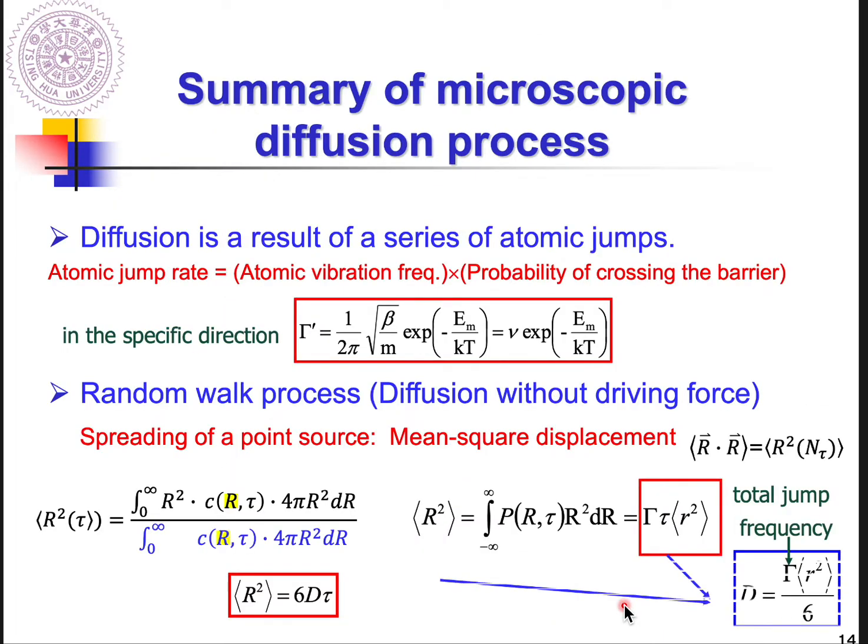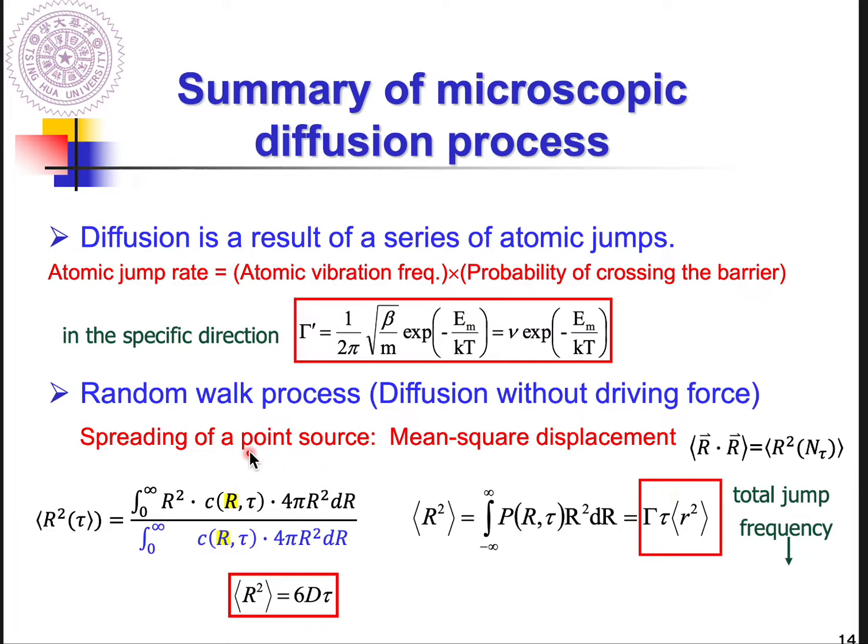Okay, so let me make a quick summary. In the first part, we used quantum mechanics to show how to estimate the atomic jump rate. Gamma prime is the atomic vibration frequency times the probability of crossing the barrier. And this is related to the crystal structure, what kind of atoms we're talking about, and also the working temperature, and the energy barrier or migration barrier of this crystal.